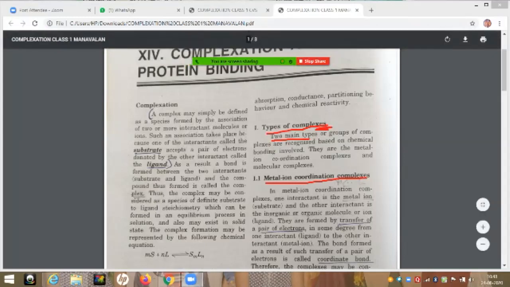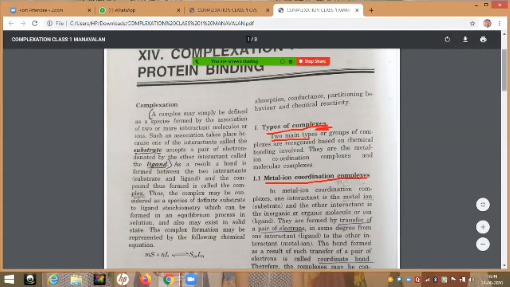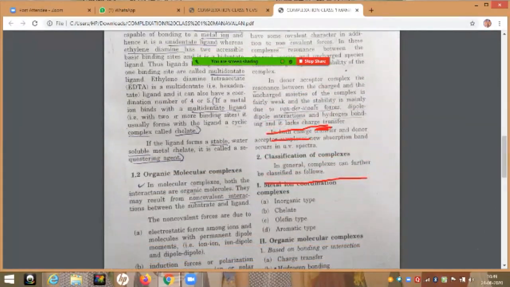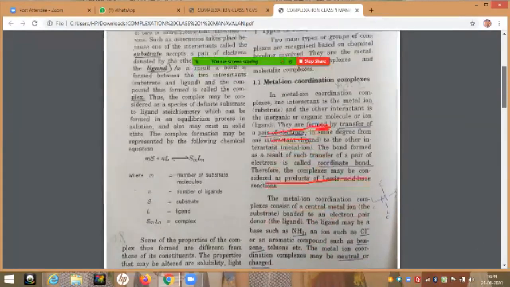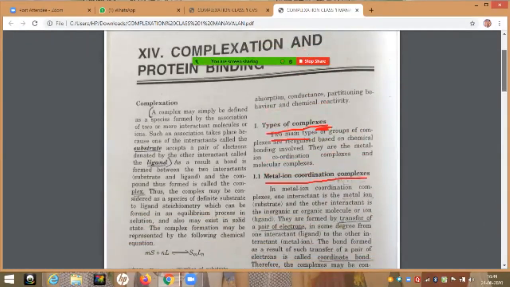So here I was telling about the different types of complexes, and there are basically two different types. The first one is metal ion coordination complexes, and the second one is the organic molecular complexes. These are the two different types of complexes, where they have their own way of interaction. Based upon the molecules which are involved and the type of their interaction, the complexes are classified.